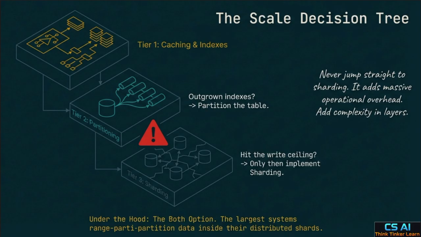Always follow the scale decision tree. Tier 1, optimize your indexes. Tier 2, partition the table when you outgrow those indexes. Tier 3, only shard when you have hit the physical write ceiling of your hardware. Don't jump straight to sharding. It adds massive operational overhead. The best systems often do both. They shard for horizontal scale and then range partition within each shard for internal performance.